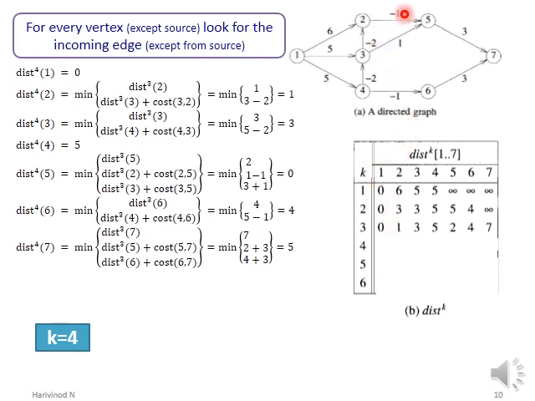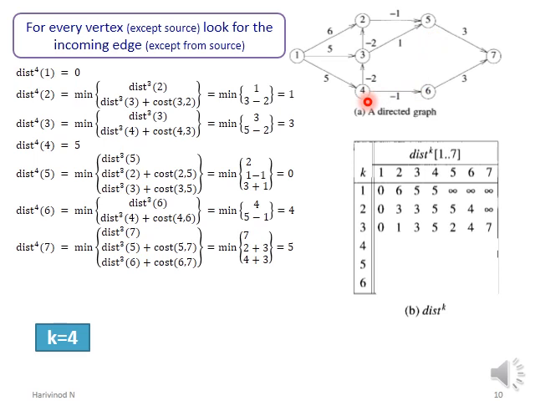1 minus 1, that gives us 0. 3 plus 1, that gives us 4. The better value is 0. Distance of 6, earlier value is 4.